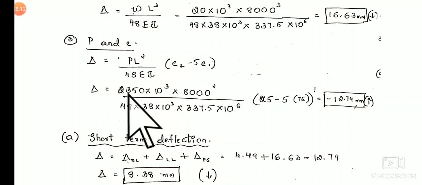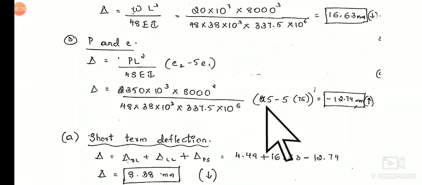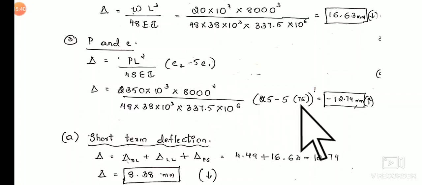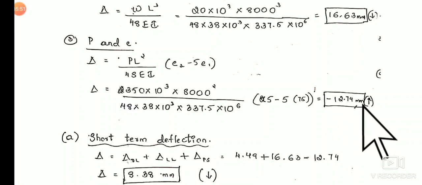On simplification, P into L square, where P is the pre-stressing force in the cable, 350 into 10 raised to 3, into span of the beam 8000 square, divided by 48 into Young's modulus of concrete into moment of inertia, into (E2, which is always the eccentricity of the cable at the supports, that is 25, minus 5 into E1, where E1 is the eccentricity of the cable at the midspan, 5 into 75). Hence, the deflection due to P and E is given by minus 12.74 mm.